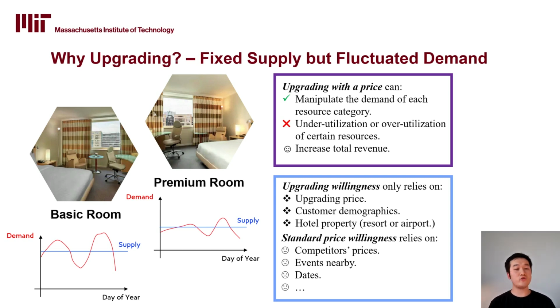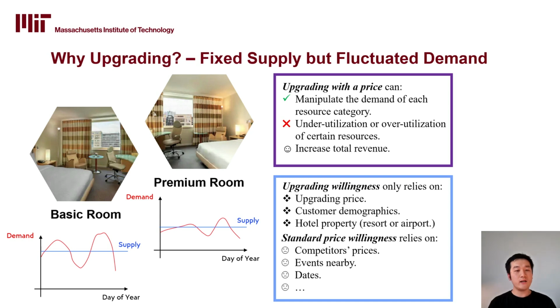The daily demand for each room category actually depends on a lot of factors, and therefore it fluctuates a lot. However, the supply is fixed. The supply is the number of rooms in this hotel, which never changes. And therefore, there may exist certain situations where, on certain days, the hotel receives a huge amount of basic room requests, but only a few premium room reservations.